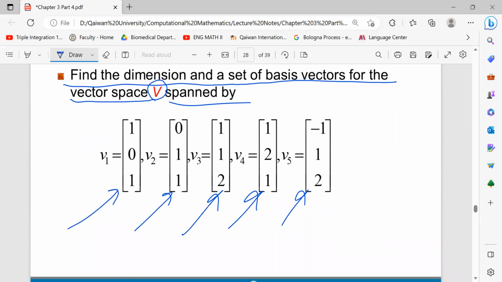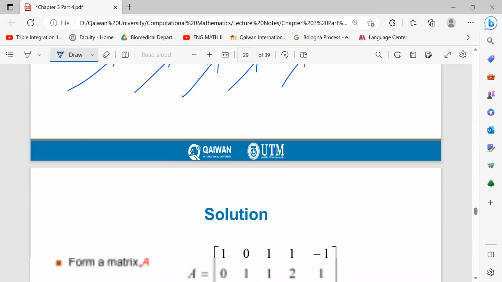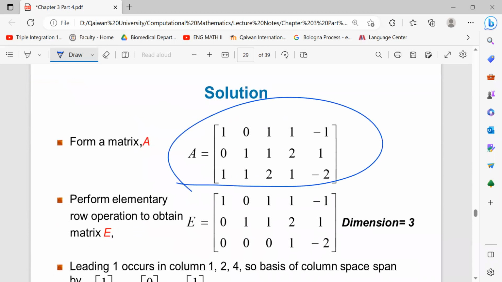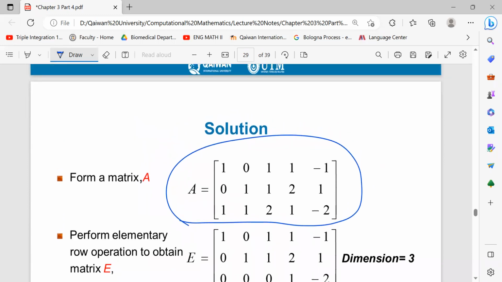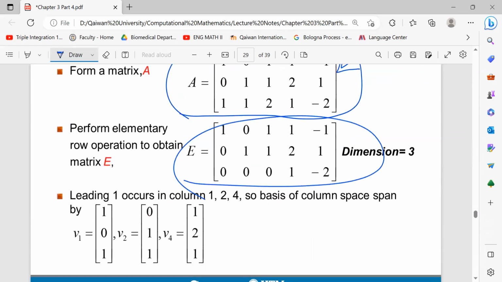Now we have 1, 2, 3, 4, 5. We have 5 column vectors. We arrange them all in a matrix. We get this. This is V1, this is V2, up to this V5. This is the arrangement of the given vectors. Now, we apply the elementary row operations to get the reduced row echelon form of this matrix, and we get this. Okay.